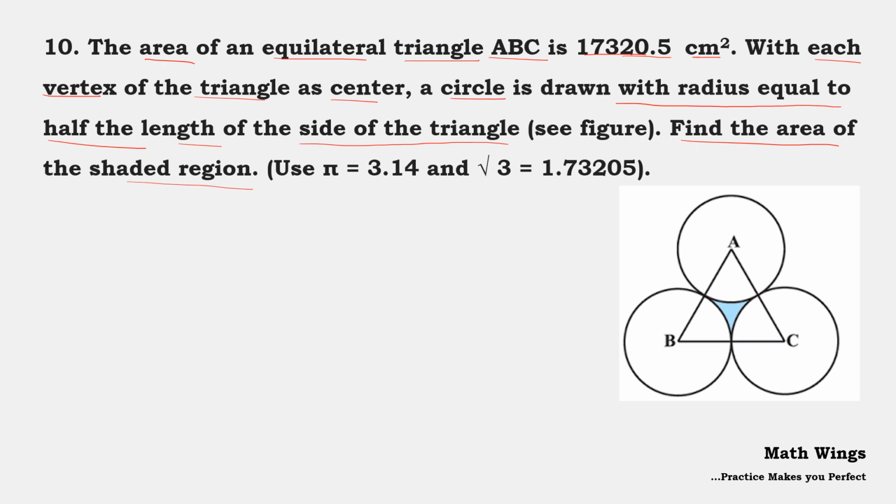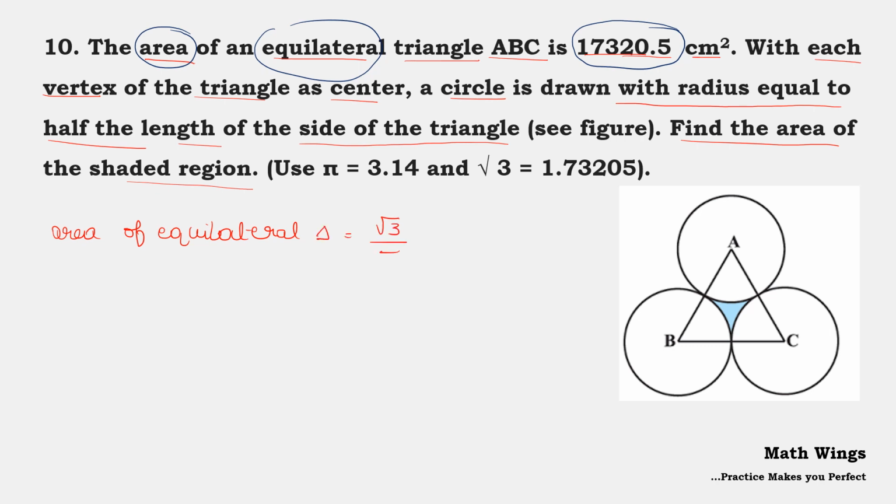So let us list out what is given in this problem. Observe here that they have given that the area of the equilateral triangle is equal to 17,320.5 centimeter square. If you remember, area of equilateral triangle is equal to root 3 by 4 a square, where a is the side of the triangle.